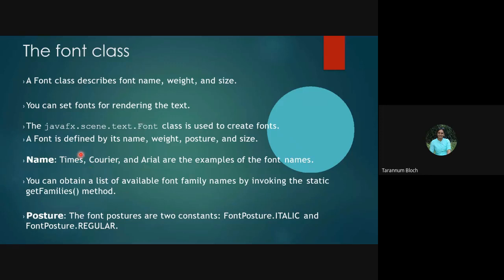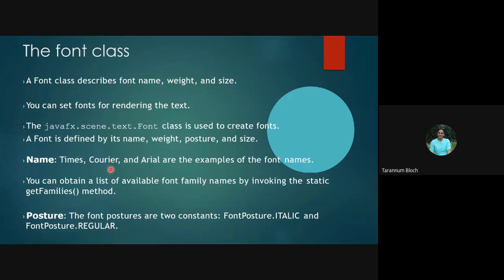So if we want to work with the text font, we have to go with javafx.scene.text.Font, right? This class is used to create fonts, and fonts can be described using name, weight, posture, and size. There are various names such as Times, Courier, Times New Roman, Arial, Arial Black, Cambria. These are a few examples of font names, right?